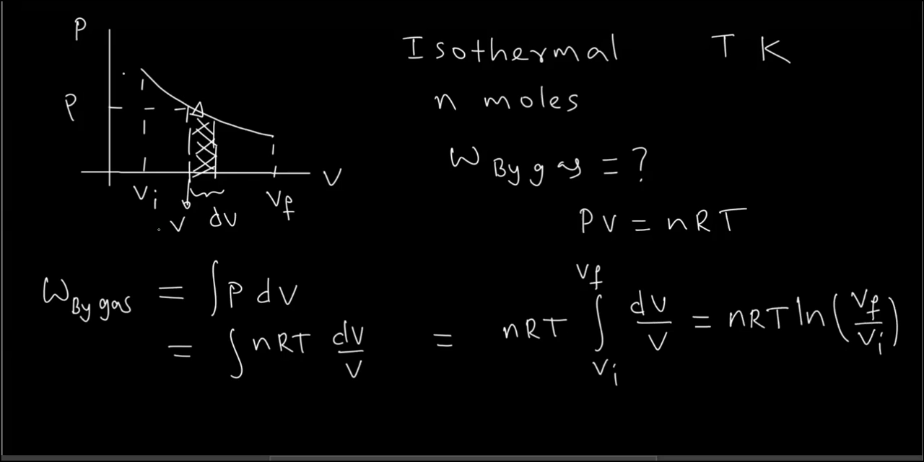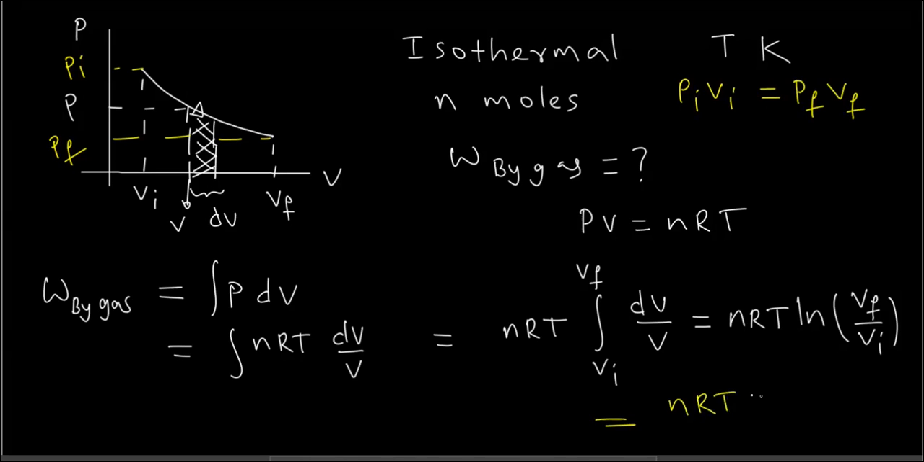Sometimes, instead of giving the initial and final volume, they might give the initial pressure and final pressure. But since it is an isothermal process, the product of pressure and volume is constant. So P initial times V initial is equal to P final times V final. Here you could rewrite this as nRT natural log of P initial by P final. So just keep this in mind. I think the questions will be straightforwardly based on this only.